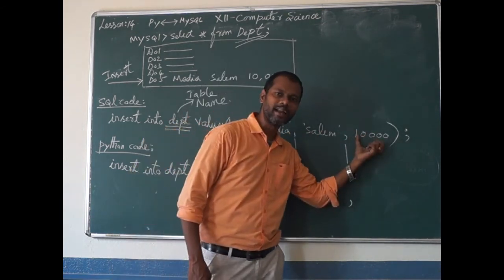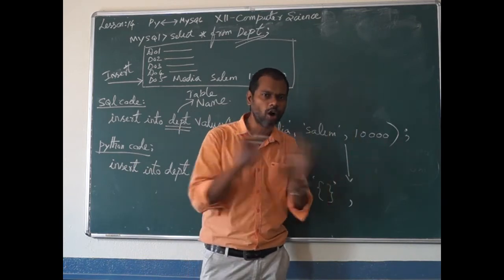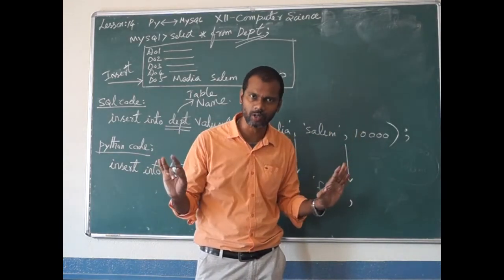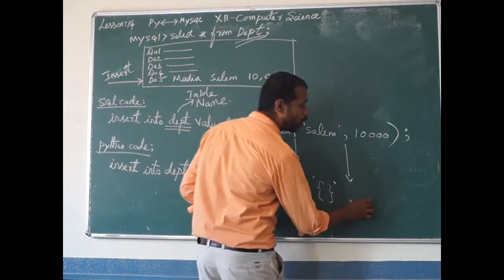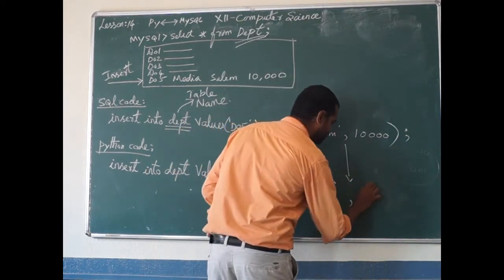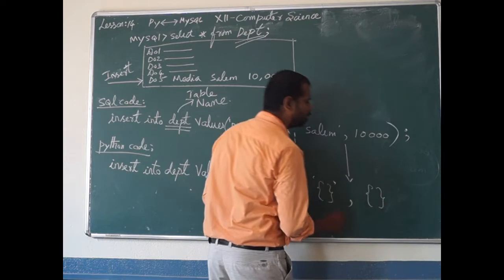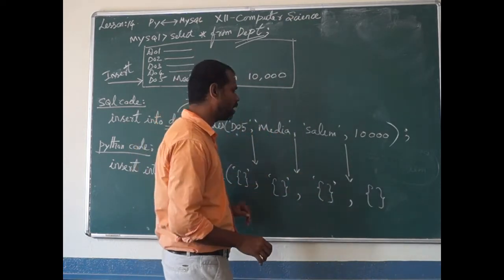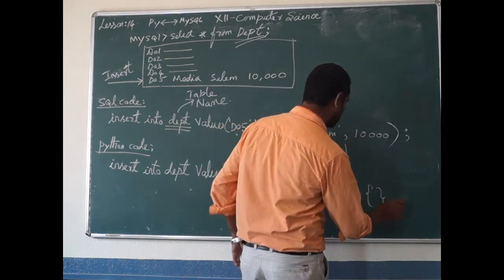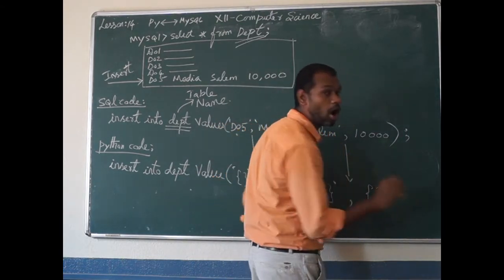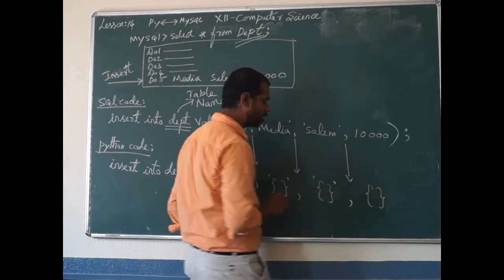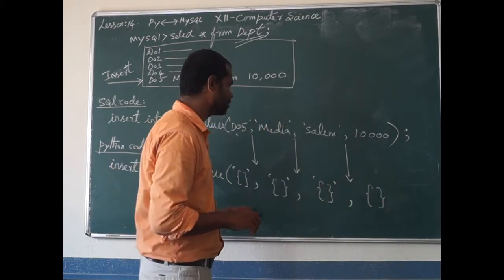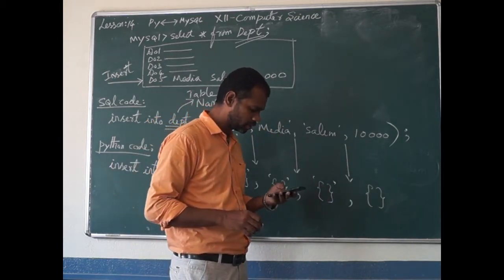And this number doesn't have any single quotes. No single quotes. Clear? So here what you have to do? Yes, the same flower bracket, but you should not give single quotes. Clear? Okay. And now after this one, you have to give dot format. After this you have to give dot format. Just a minute, I will check the coding.